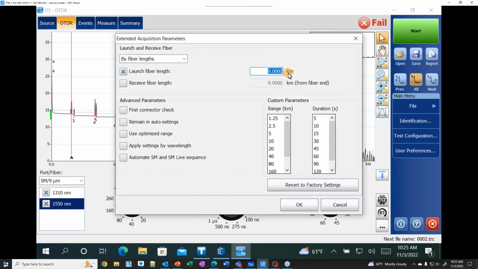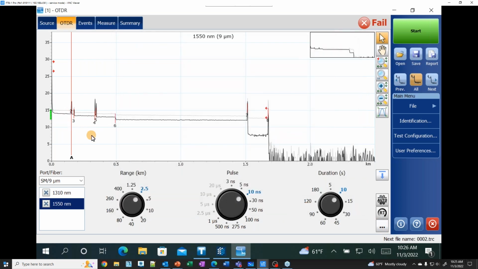It's incredibly important to use a launch cable because we need to be able to separate our launch cable, our OTDR port or IOLM port, from the patch panel that we're testing. So this right here is actually my patch panel. When I retest, you'll see that that's what it is.